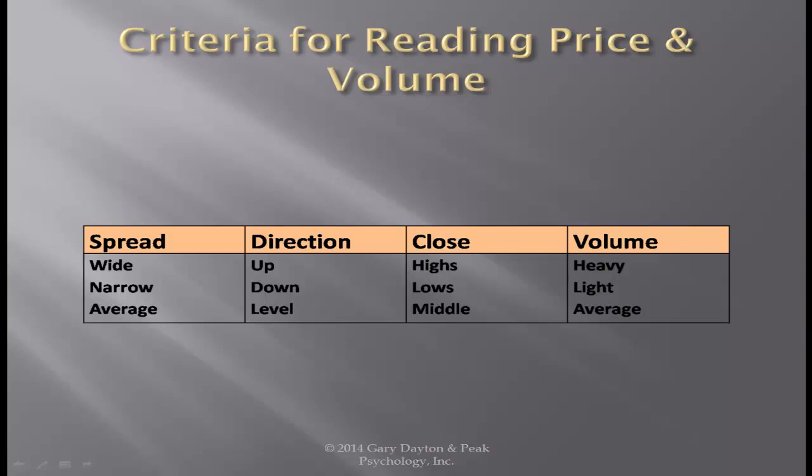So now with these characteristics, we have a language that we can use. We can have a widespread up bar that closes on its highs on very heavy volume. Or we could have an average down bar that closes in the middle on fairly light volume. Each of those will mean a different thing, okay? Depending also on where the price bar occurs in the context of the market.